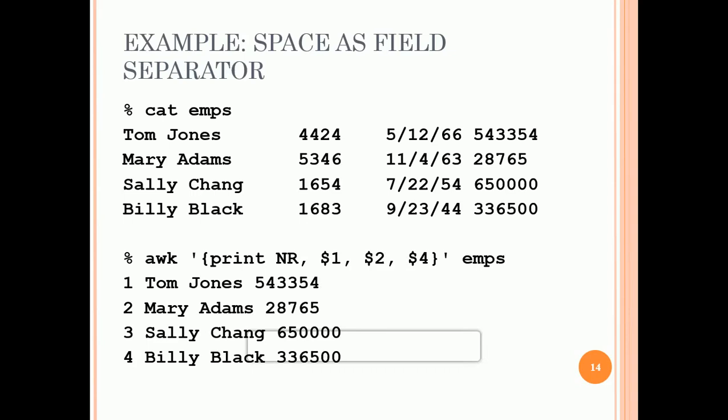Likewise, in our next example, if we see here, now instead of $0, we have written separate fields which are separated from each other by commas, $1, $2, and $4. So in the output we are getting, it is displaying the record number, the value of the first field, the value of the second field, and the value of the fourth field.